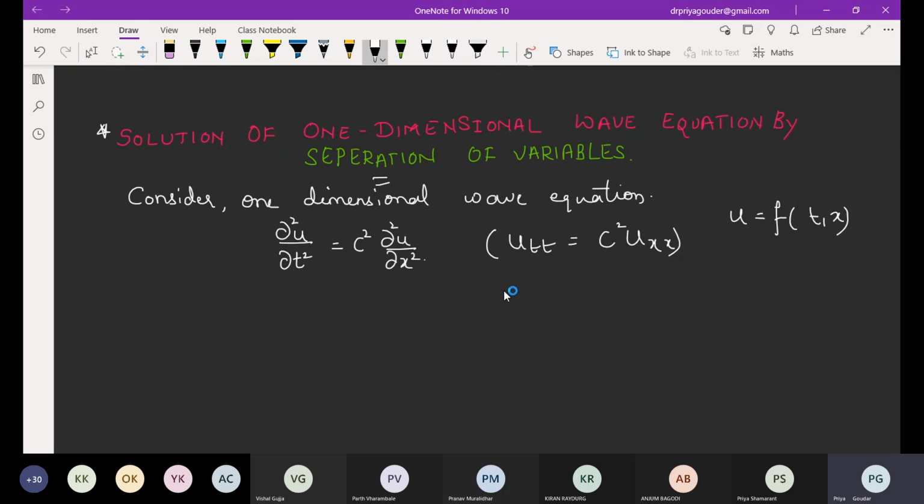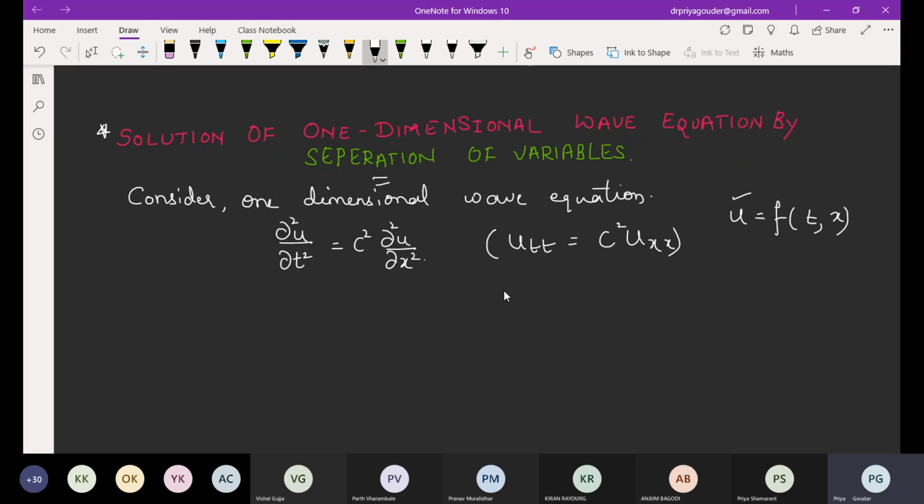One-dimensional wave equation: ∂²u/∂t² = c² ∂²u/∂x². Or the same equation can be written in this notation, u_tt = c² u_xx. Now just see this equation. Tell me what is the dependent variable. Dependent variable is u, and independent variables are x and t.